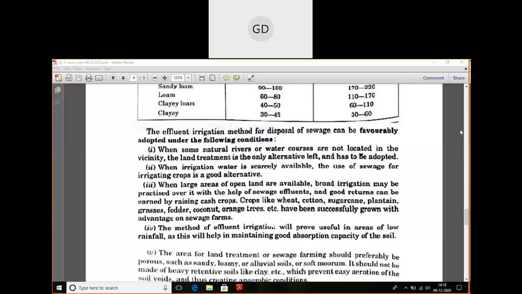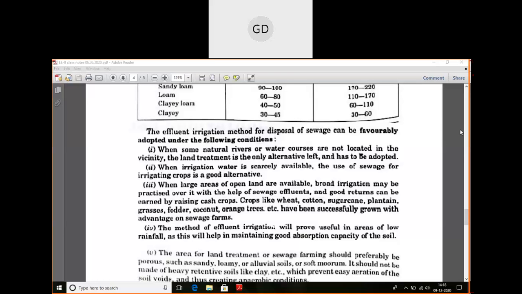The effluent irrigation method, or disposal on land, is adopted under some conditions. So when should you do this disposal on land method? Number one condition is that when you have no water body or natural river or water course nearby where you want to dispose, since no option is left, this land treatment is the only alternative that is left and has to be adopted.